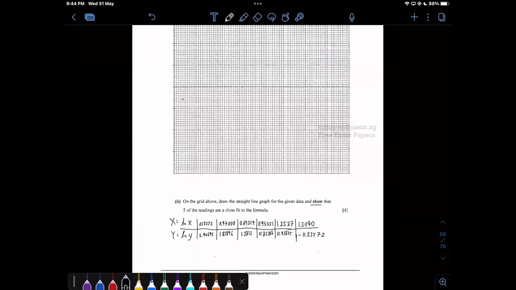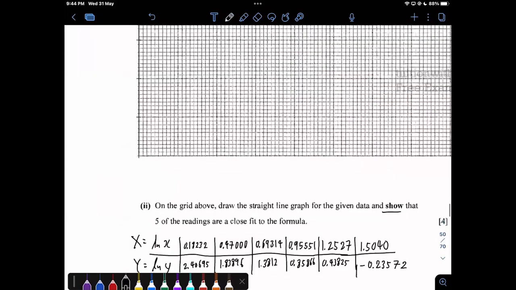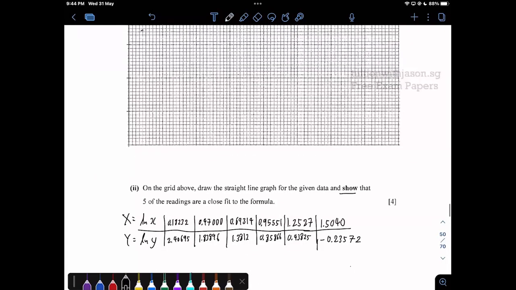What would be a good scale? Let me look at the graph carefully first. Here, here, here, how many spaces do I have? Maybe I counted wrong. Wait. 1, 2, 3, 4, 5, 6, 7, 8. 8. I need 1.6. So 1.6 divided by 8, 0.2 each. So 0, 0.2, 0.4, so on. You get the pattern. 1.2, 1.4, and 1.6.